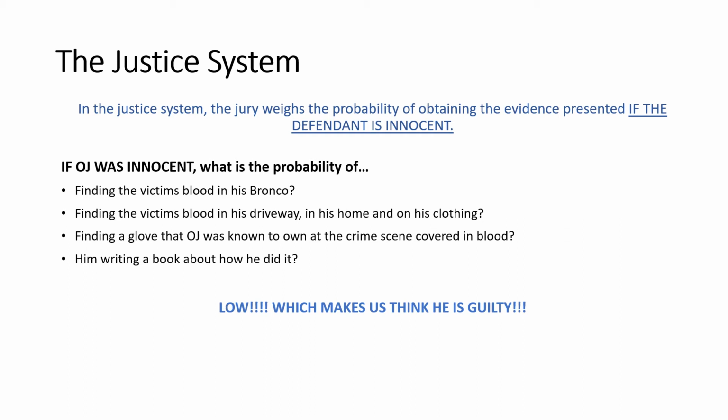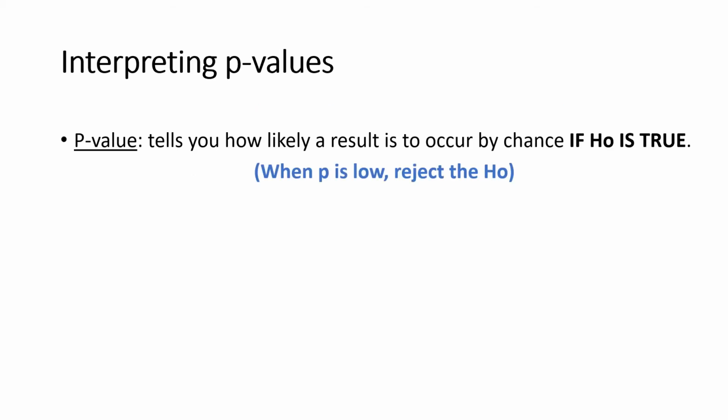So here's our catchphrase. When the probability is low, reject the ho. When the probability is so unlikely to happen if that null hypothesis is true, you have to reject the null hypothesis. So when p is low, when the probability is low, reject the ho. Okay, so when I say p-value, I'm talking about probability. The p-value tells you how likely a result is to occur if the null hypothesis is true. And again, when p is low, reject the ho.